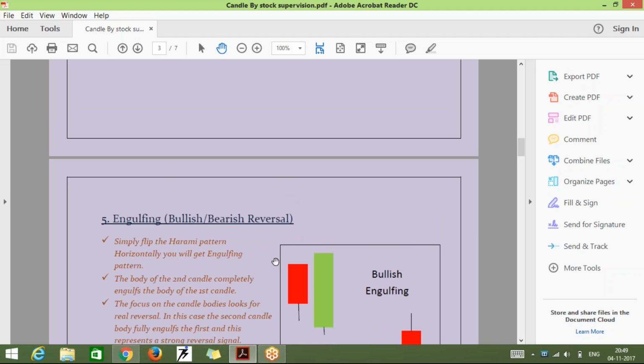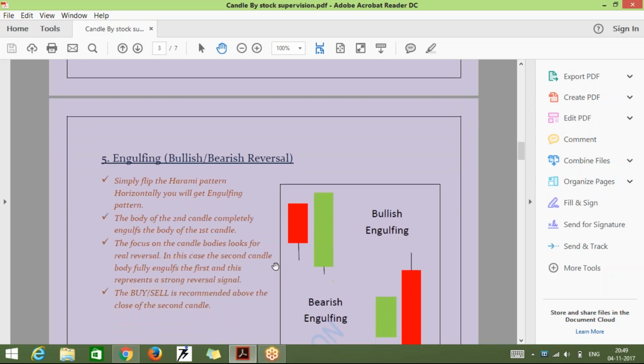The focus on the candle bodies looks for a real reversal. This one is bullish engulfing, and the second candle formed is a bullish candle. So we can say that this trade can be more successful compared to the harami pattern.